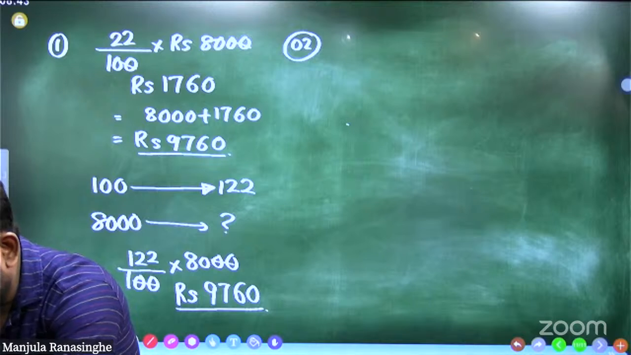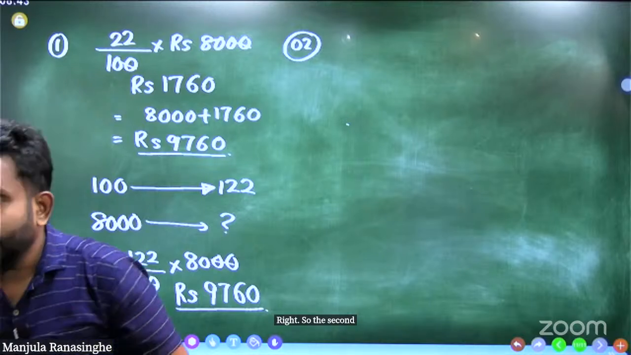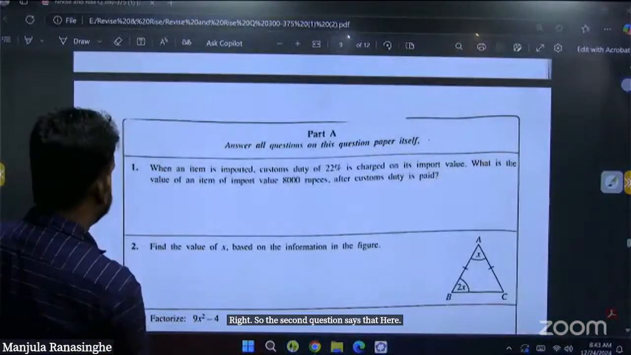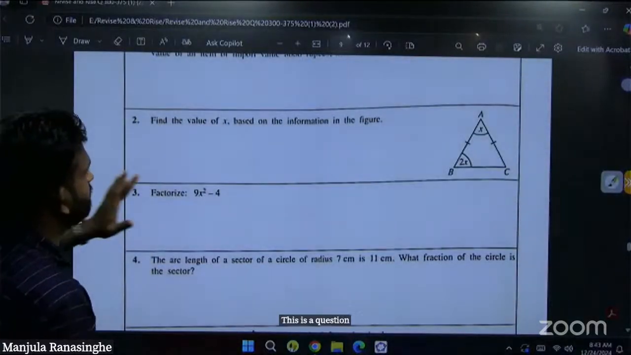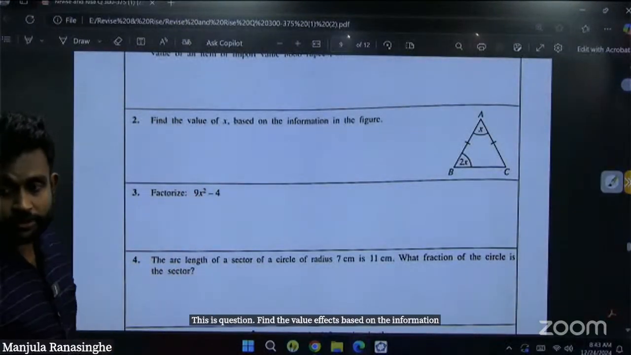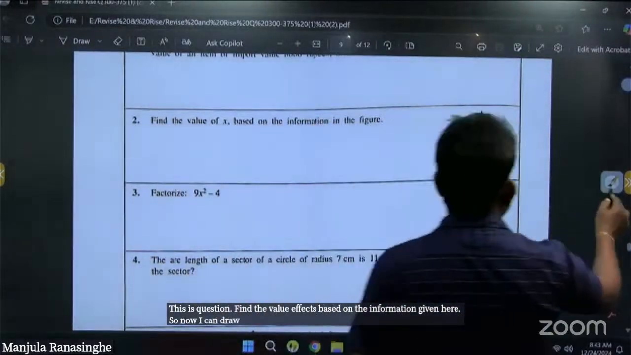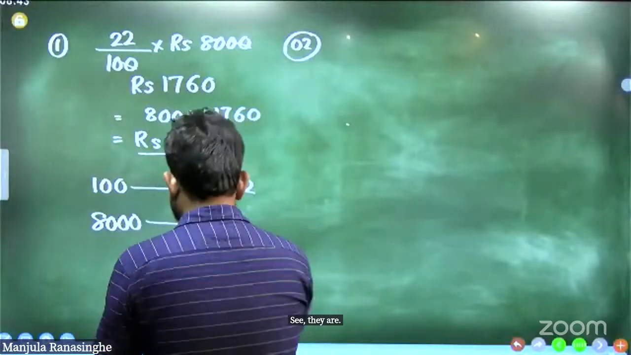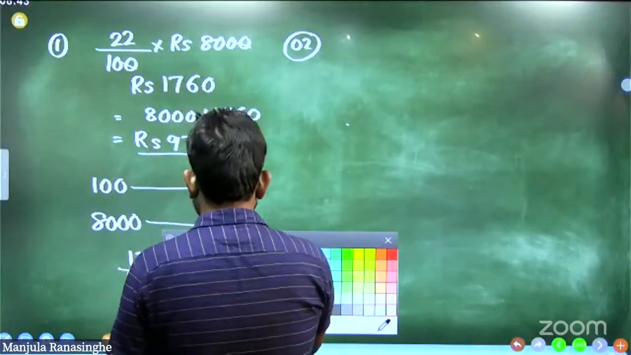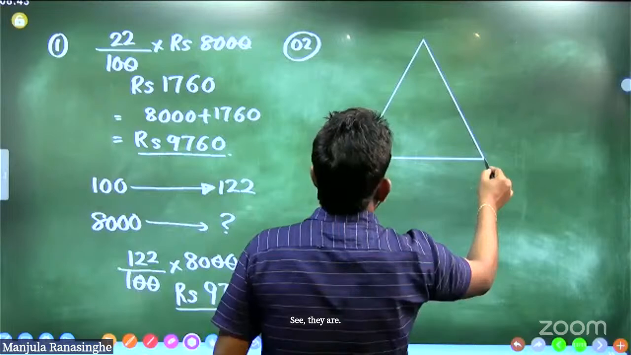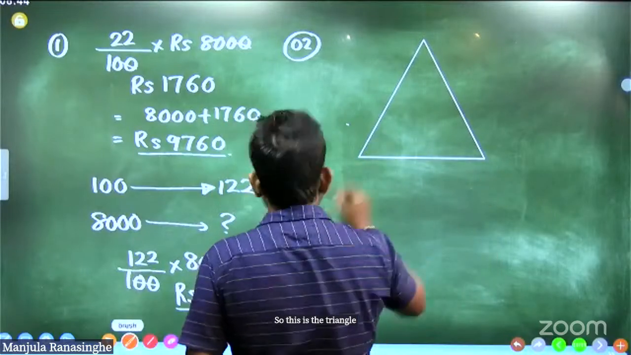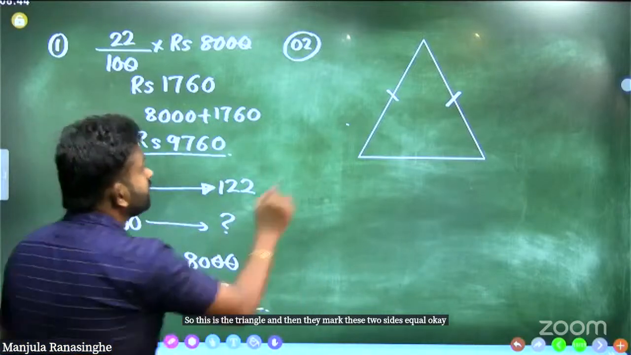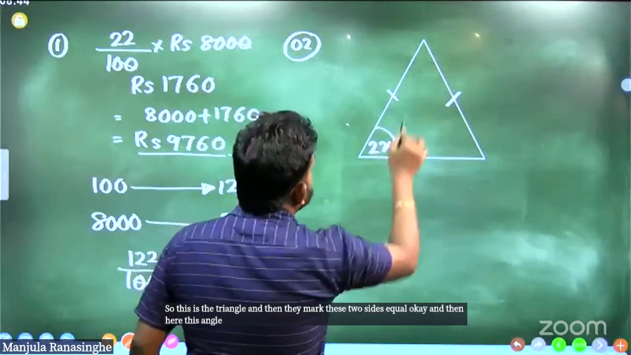right. So the second question says, find the value of x based on the information given here. Now I can draw a figure on that. See there. This is the triangle, and they mark these two sides equal. Okay, and here this angle is 2x, and here the angle is x.